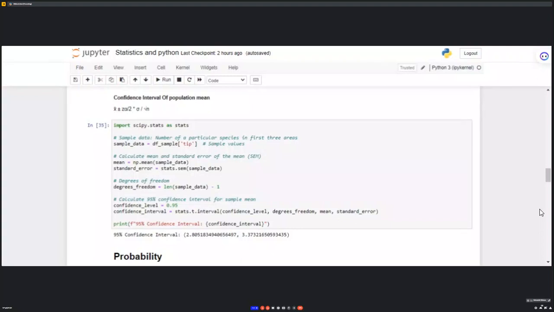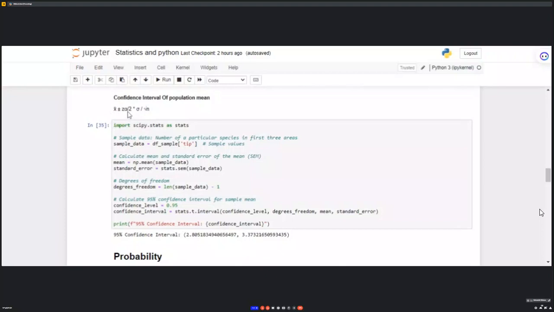Who can help me explain that Z alpha? Sorry, Jebet, you're saying to explain what? The Z statistic here in this formula.